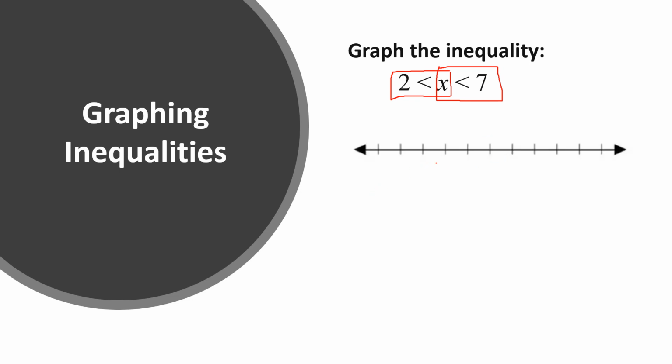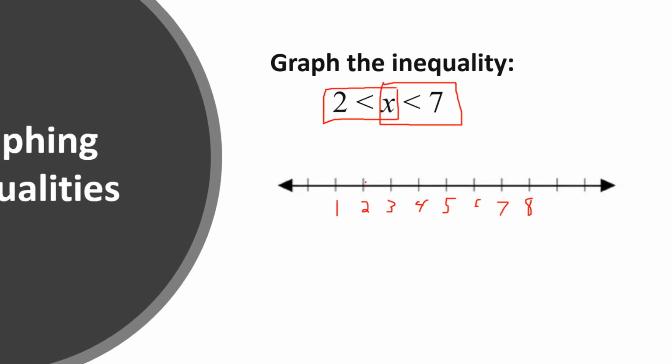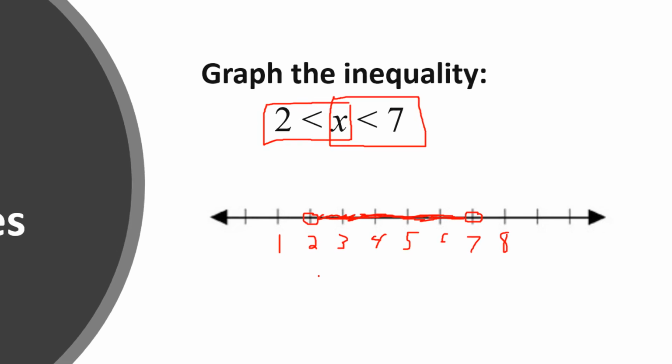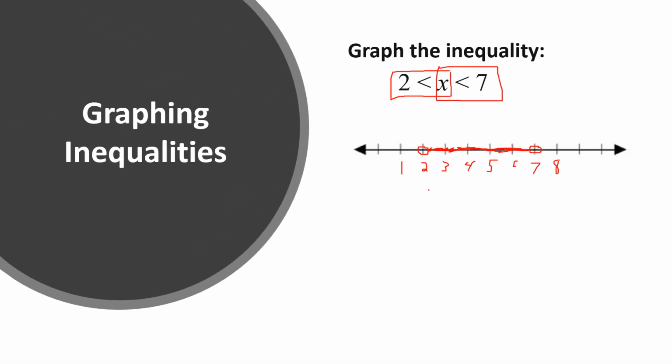Putting this on the number line, let's say this is 2, this is 3, 4, 5, 6, 7, this is 8, and this will be 1. Our first boundary here cannot equal 2, so that's an open circle. It cannot equal 7, so that's an open circle. And what we want is the numbers that are greater than 2 and at the same time less than 7. This red region in between 2 and 7, that is our solution set for this compound inequality.